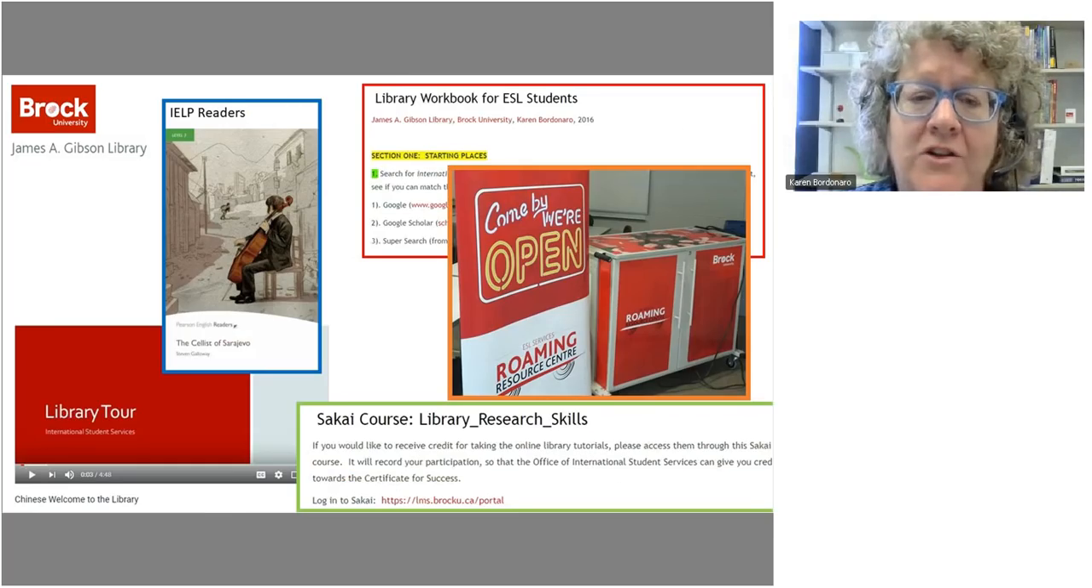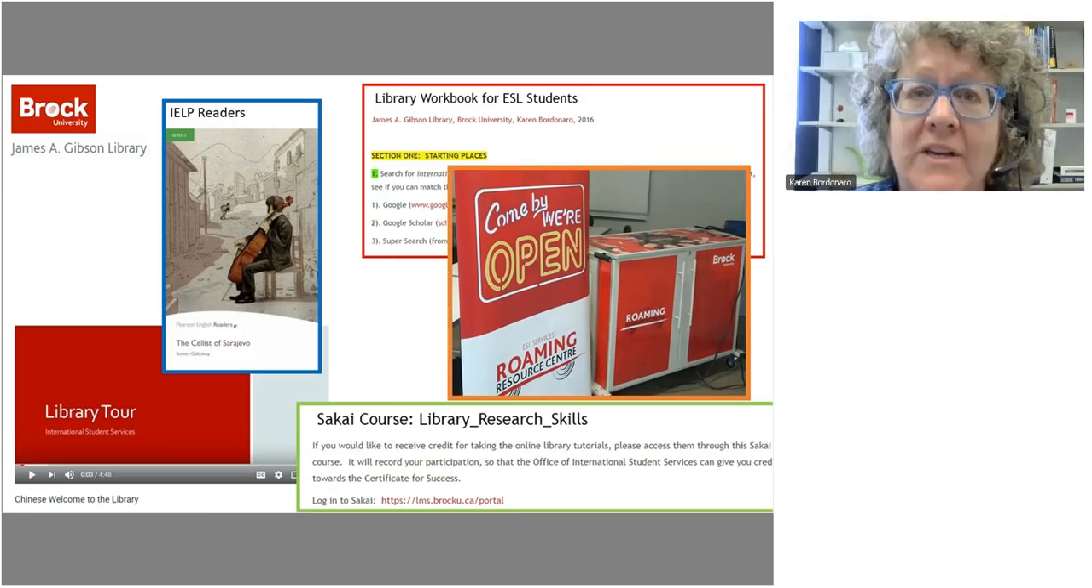And I have links to all these little projects, well, most of these little projects, on the International Student LibGuide. So the IELP Readers, that's Intensive English Language Program. That's a 14-week-long semester course to improve English language proficiency. We have a set of these easy readers.